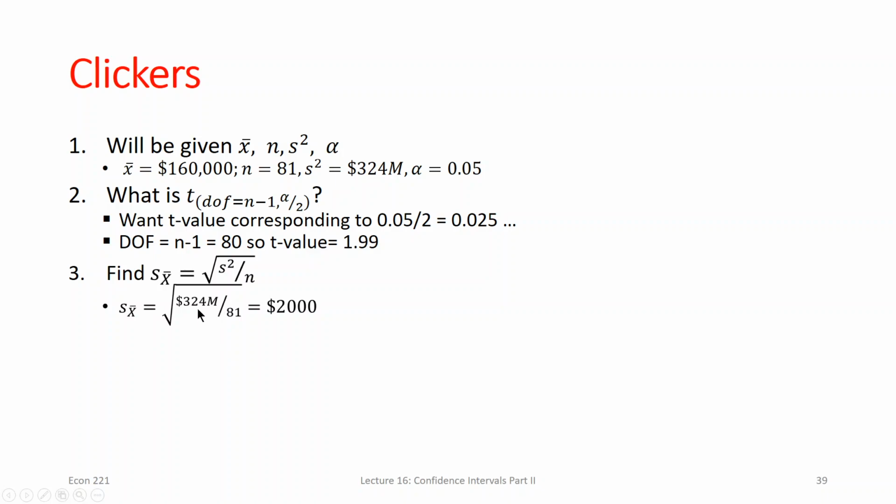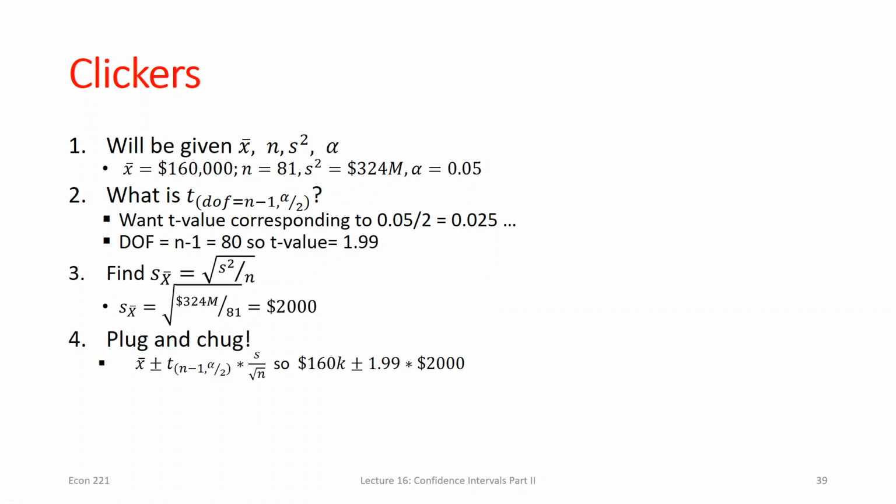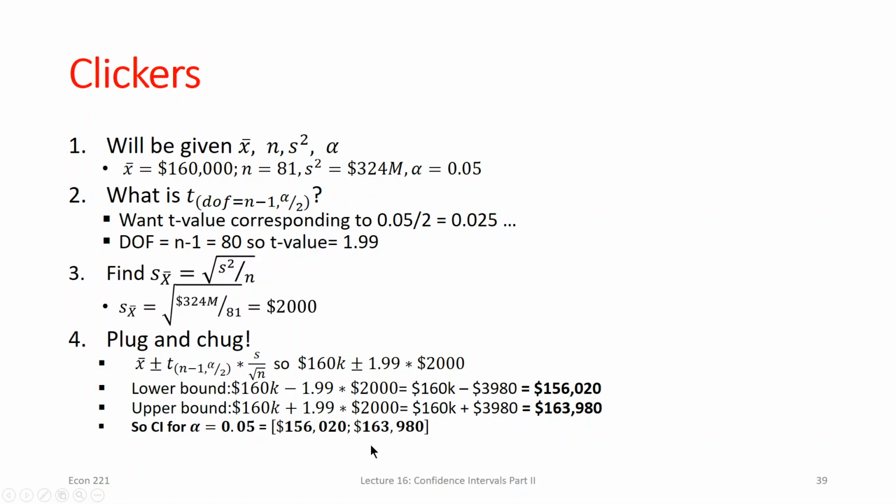If you're following along doing this, you can't use 324 here, you need to put all the zeros in. And then it's really just a matter of plugging everything in. So here's our equation. Subtract our margin of error for the lower bound, add it to get the upper bound, and we find the confidence interval for the true population mean starting salary for physicians to be between $156,000 and $164-ish thousand.